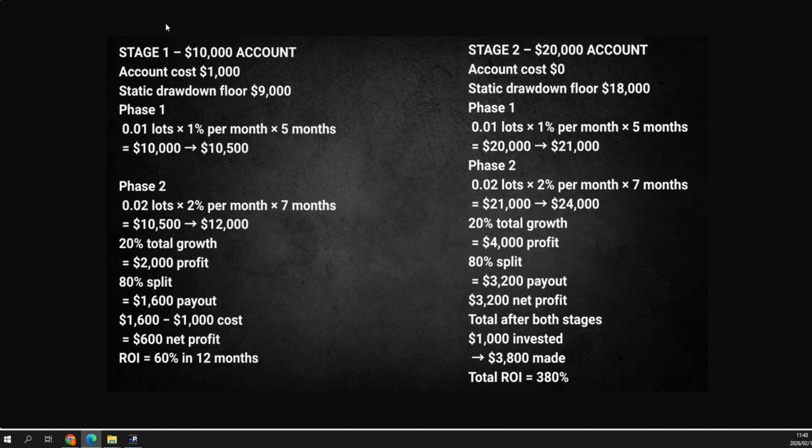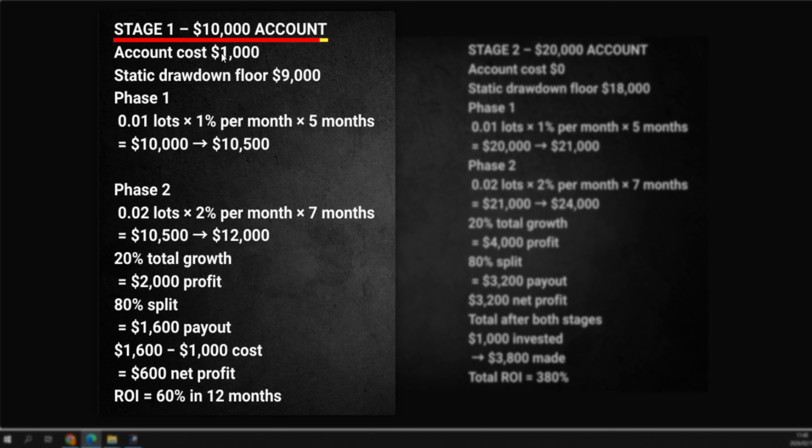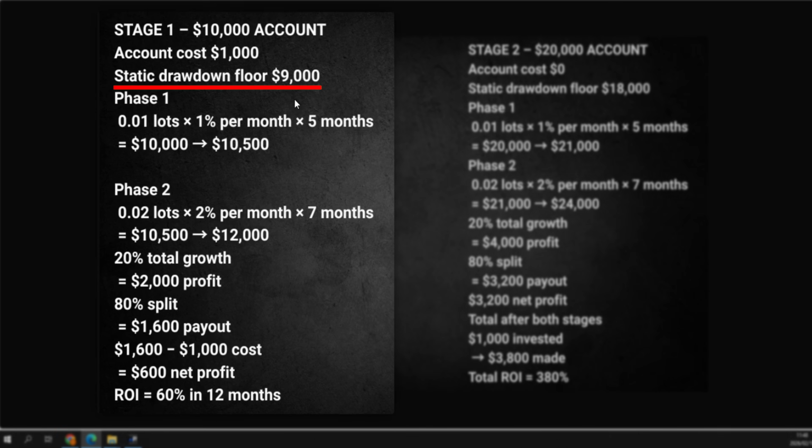So let's take a look at the maths behind this, and you'll see why 1% is enough. So I've prepared a little graphic for you that will explain it very easily. So in stage 1, you saw we've got the $10,000 account. The account cost is $1,000. We've got a static drawdown of $9,000 as I explained. So we're going to break this down into 2 phases.